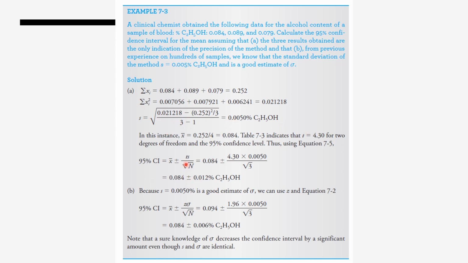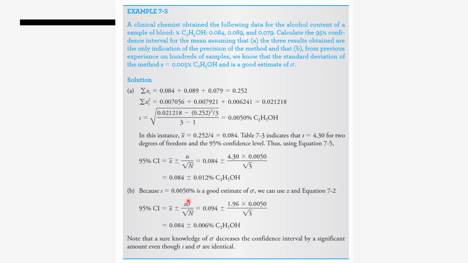Now, in order for us to get the 95% confidence interval using these measurements, we have to use this formula in which the mean is 0.084, positive, negative. The value of t is 4.30 at 95% confidence interval from the previous table, times the standard deviation, which is 0.0050, divided by the number of measurements, which is equivalent to 3. So this one is the result at 95% confidence interval when you only have your S, which is expected to be a good estimate of your sigma.